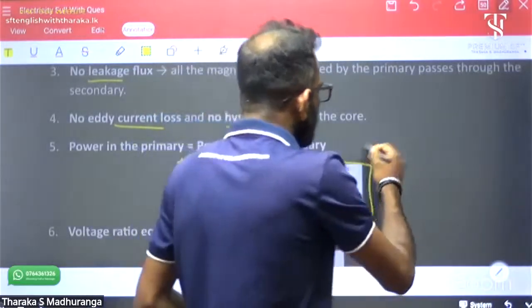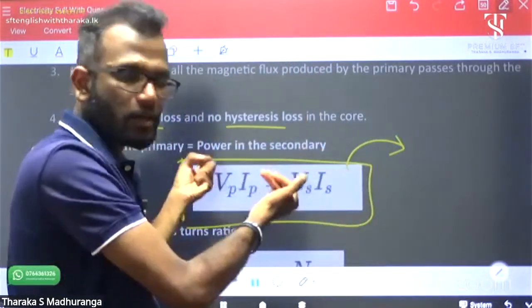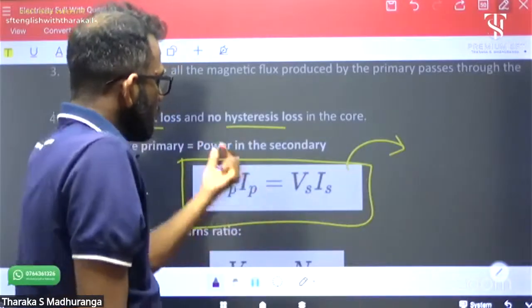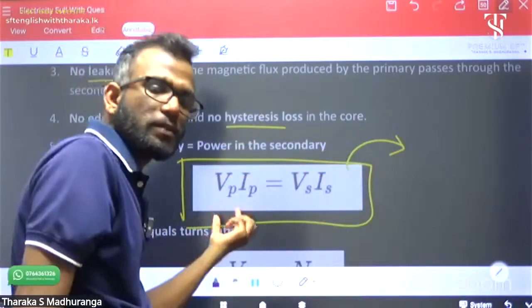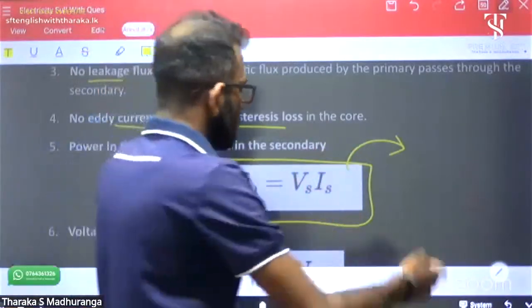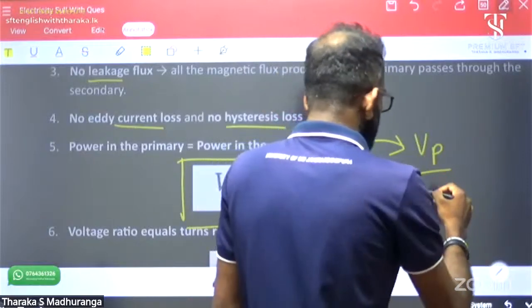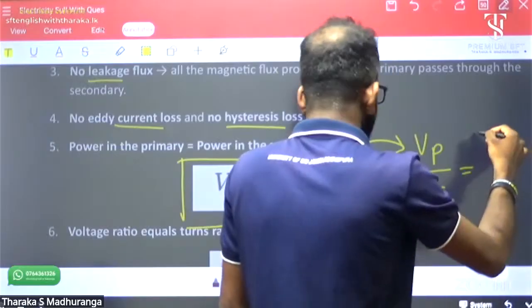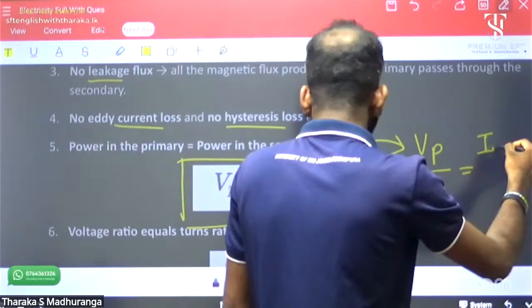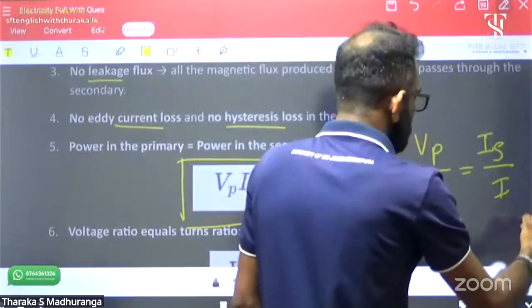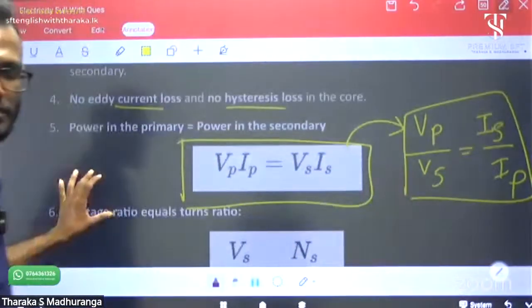Okay. I am explaining this equation. According to the ideal concept, there is no power loss, so primary power equals secondary power. That means VP over VS equals IS over IP. This is the equation.